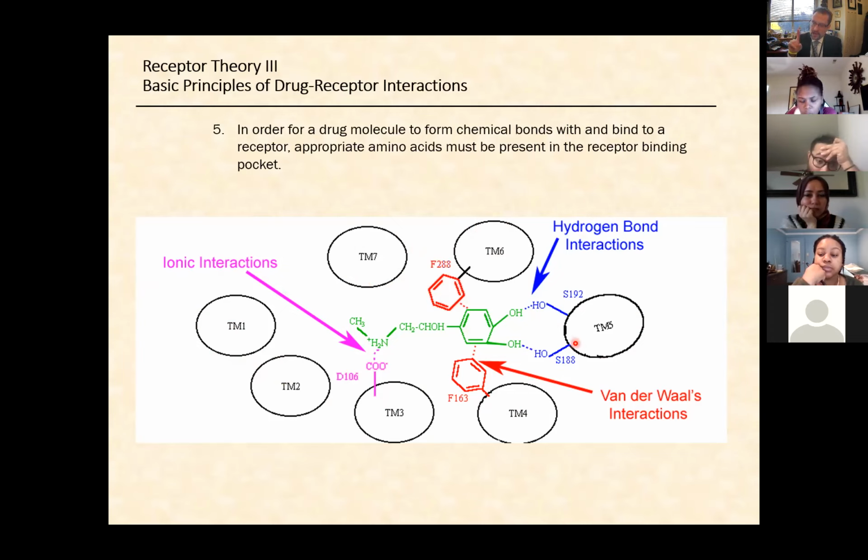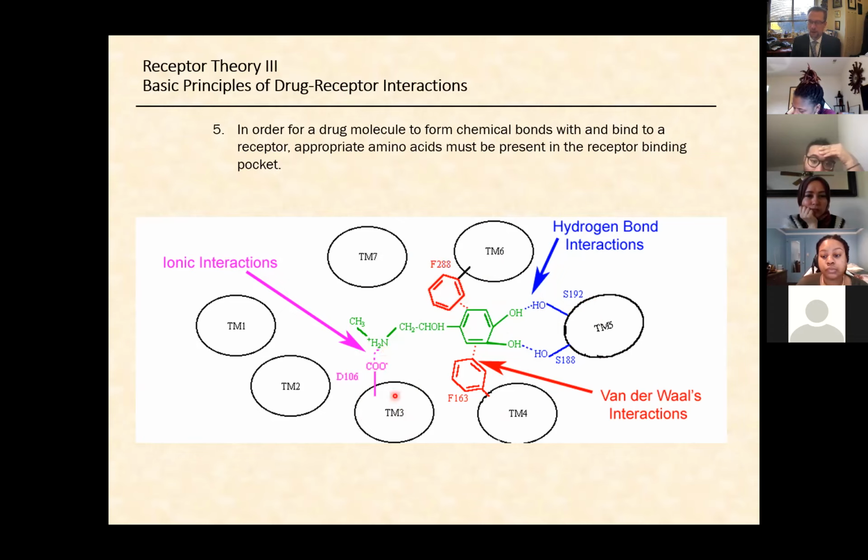Now, on some of these transmembrane regions, and the ones I'm going to talk about are transmembrane region 3, 4, 5, and 6, what do you see sticking out of these circles? Functional groups, right? And each one of those functional groups is actually a part of a specific amino acid residue in that protein.